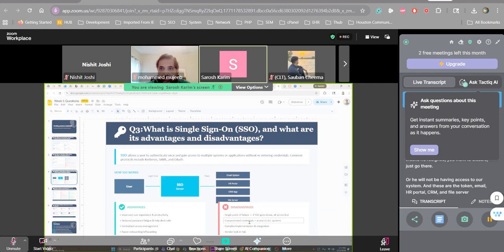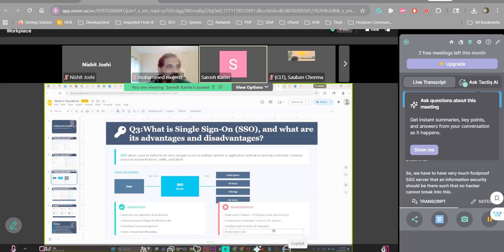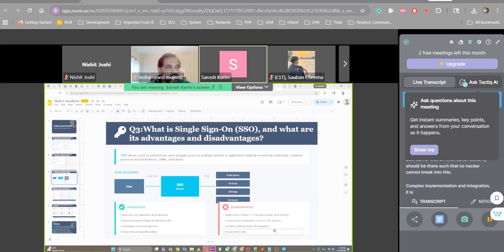A disadvantage is the single point of failure. If SSO goes down, all your access is lost. If it is compromised, then whoever gets access has access to the whole system. That's why the black hat hacker tries to break into this. So we have to have a very foolproof SSO server, with information security such that no hacker can break into it. Also, it is a complex implementation and integration.